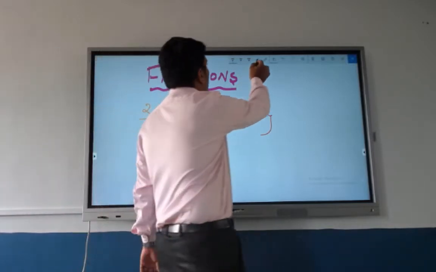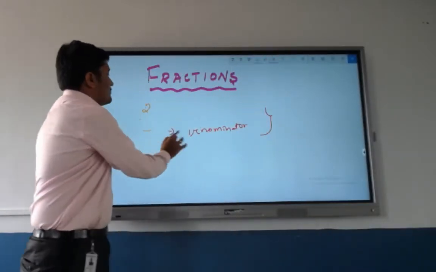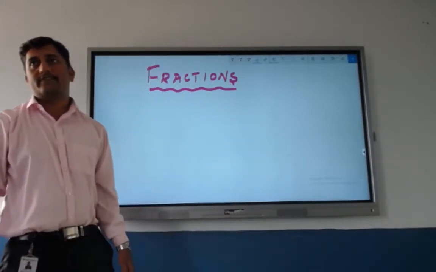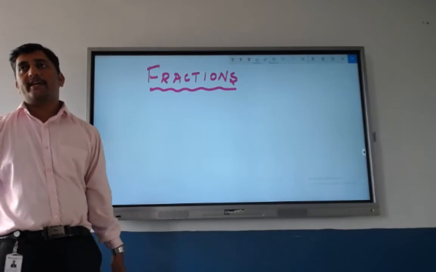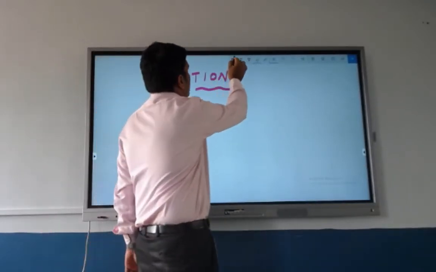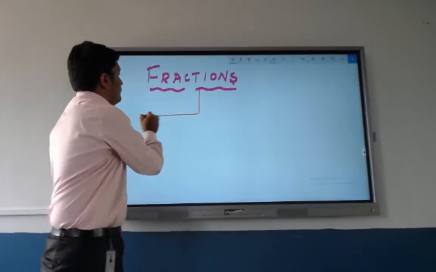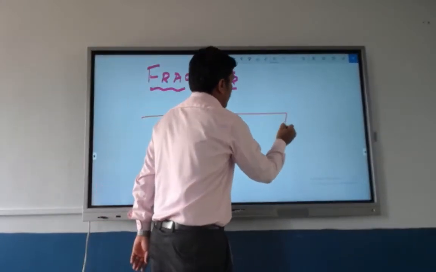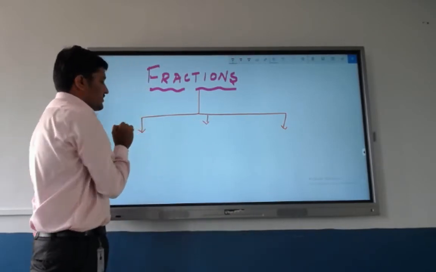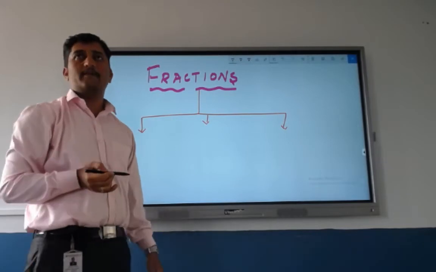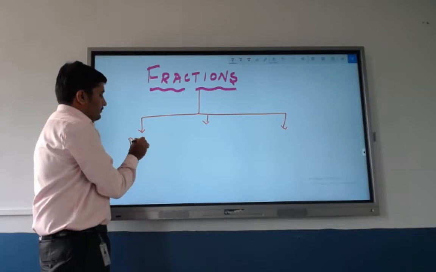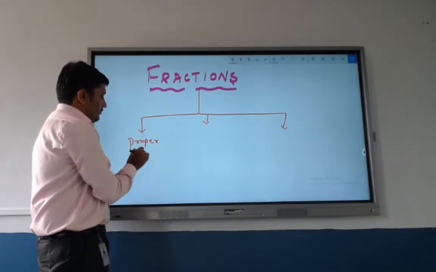So now we will go to the next topic, types of fractions. How many types are there? There are mainly 3 types of fractions. Which are the 3 types here? First one proper fraction, second one improper fraction, third one mixed fraction. So these are the main 3 types of fractions. So first one is what? Proper fraction.